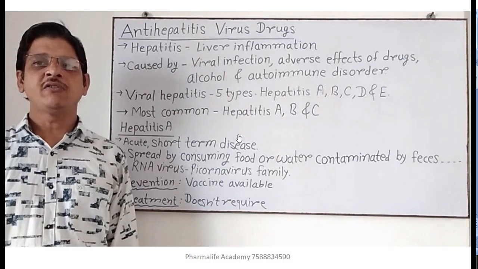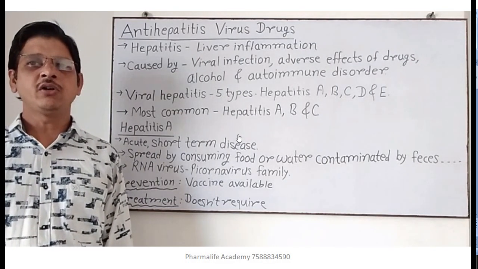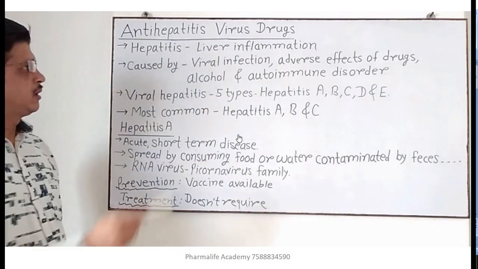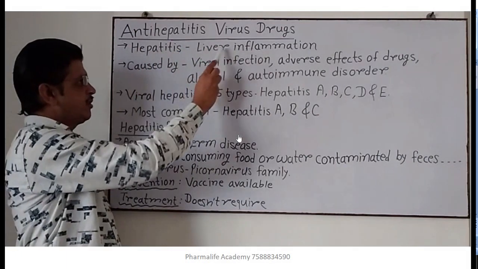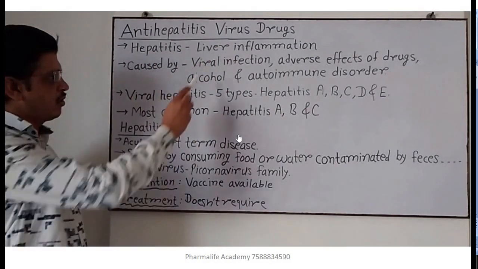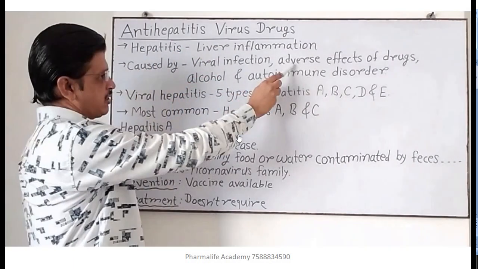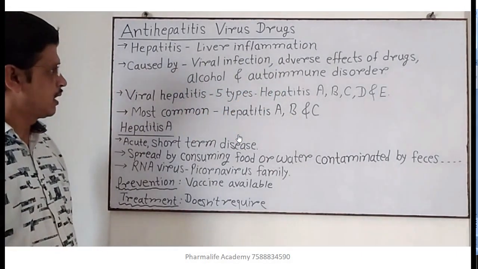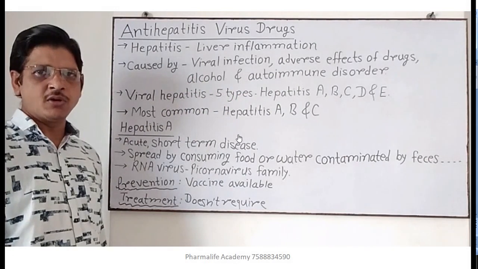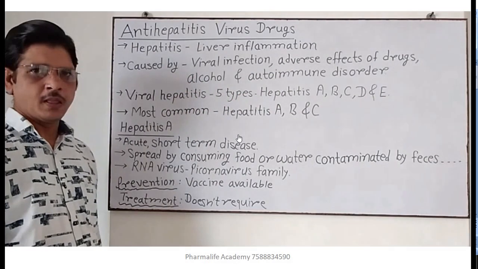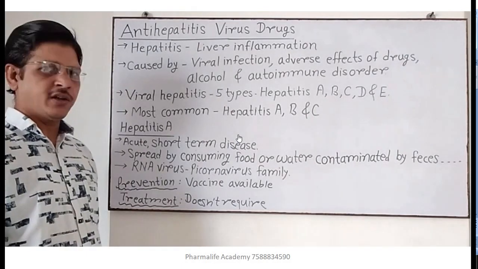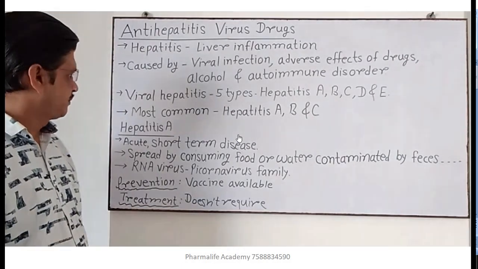In this series of antiviral drugs, today we will talk about anti-hepatitis virus drugs. Hepatitis is the inflammation of the liver. It is caused by viral infection, adverse effects of drugs, alcohol and autoimmune disorder. Viral infection is the most common cause of hepatitis. In this tutorial, we will concentrate on hepatitis due to viral infection.